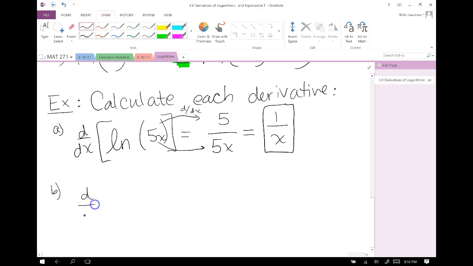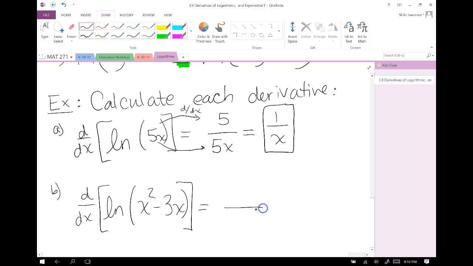Now it's not always going to simplify down to 1 over x. In the next one, we want the derivative for the natural log of x squared minus 3x. Anytime you're asked for the derivative of a natural log, you're going to start a fraction. Whatever's inside the log is going to go in your denominator. And then its derivative is going to go in the numerator.